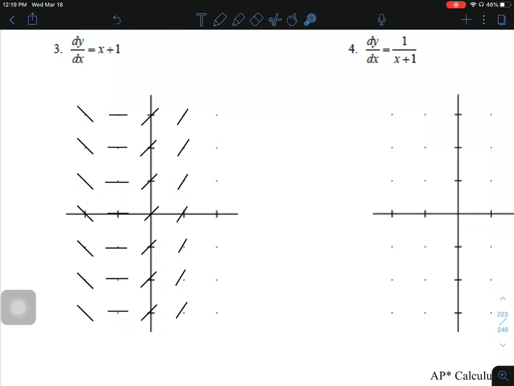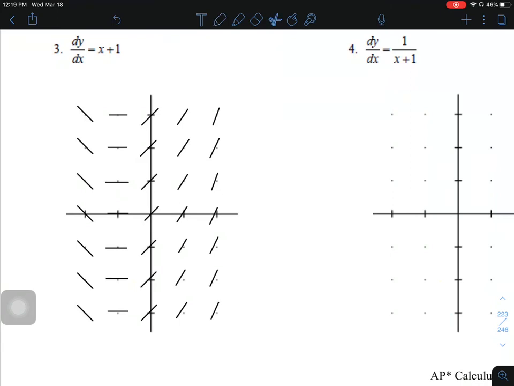This next one, these x values are 2, so it's 2 plus 1 is 3. These are positive and they're more steep than the previous one. Try to make them as consistent with each other as you can. This is a slope field.